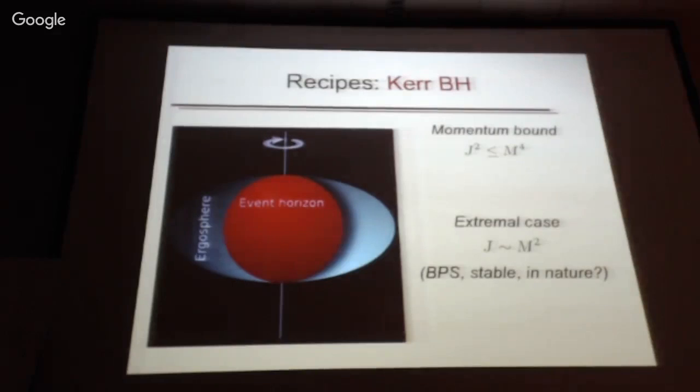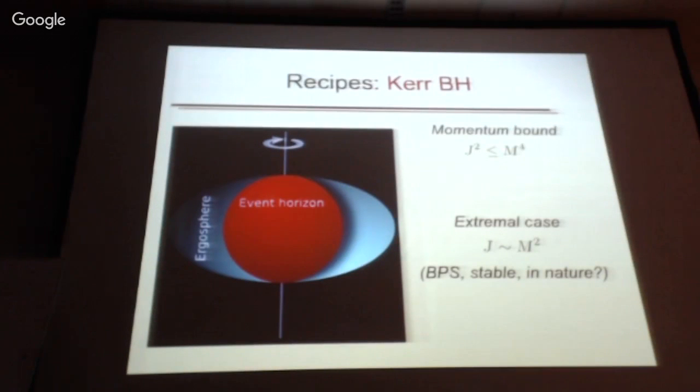Oh, actually, just one thing, sorry, before I forget. There is a bound for the angular momentum of the Kerr black hole. It has to be always smaller or equal to a given power of the mass, right? And what is called the extremal case is when it is equal to the mass. And these are very stable solutions. They're called BPS.